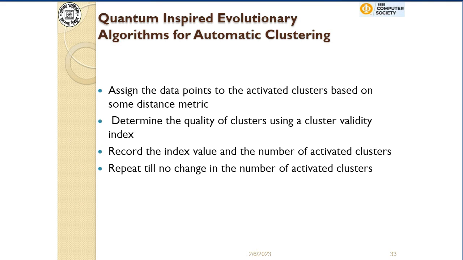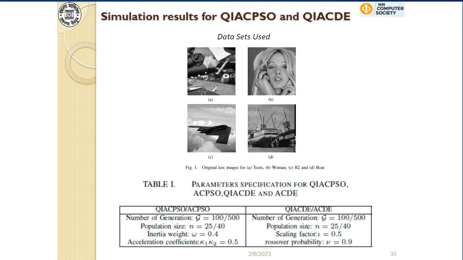So these are very specific algorithms. I already told you there are some examples of these quantum inspired algorithms being applied, and this is a generic algorithm applied to PSO and DE, and there are some results I'll be showing you. This is a standard dataset from the Berkeley image dataset, where we have used the quantum inspired automatic clustering particle swarm optimization and the quantum inspired automatic clustering differential evolution. We applied this quantum evolution algorithm on PSO and DE to make them quantum inspired in nature, and with these parameter specifications, we applied that on this data.